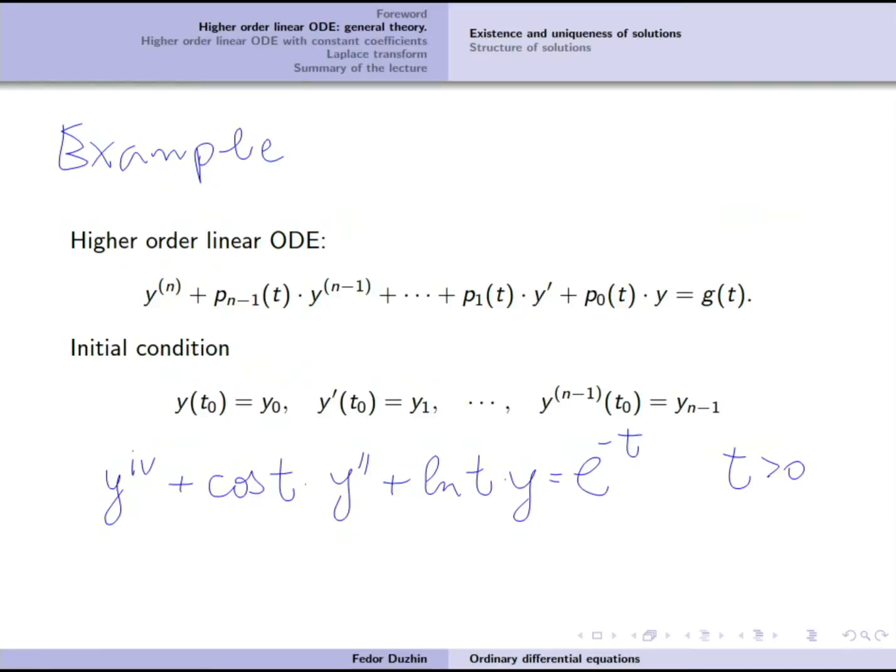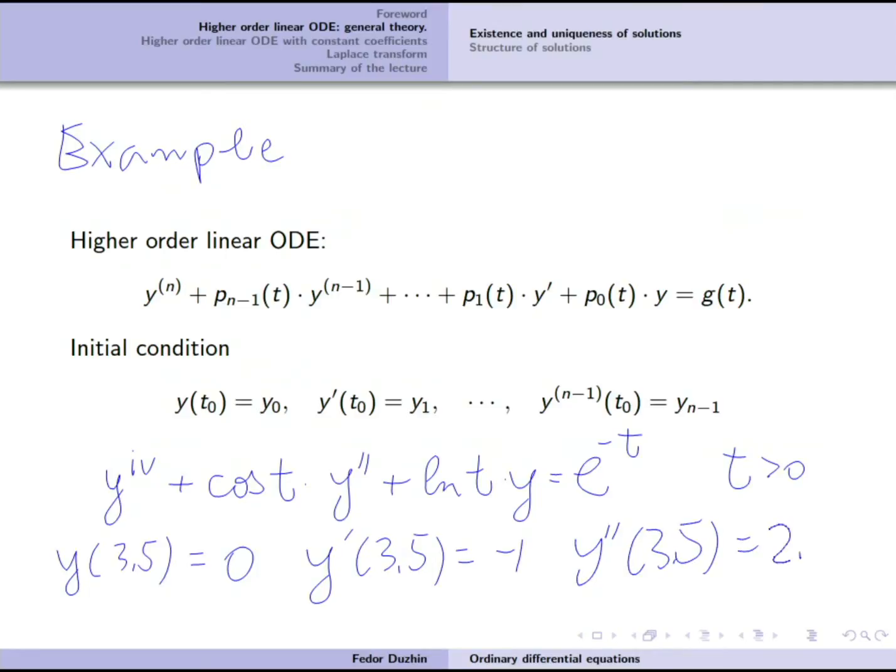So let me specify an initial condition, let's say at the point 3.5. So y at 3.5 is 0, y prime at 3.5 is minus 1, y double prime at 3.5 is, say, 2.7, and finally the third derivative, y triple prime at 3.5 is, say, 0.6. So this is a well-posed initial value problem for this fourth order differential equation. Since the differential equation has order 4, we need to specify the value of the function, its first derivative, second derivative, and the third derivative, so up to order n-1.